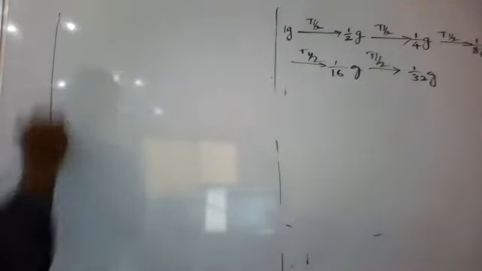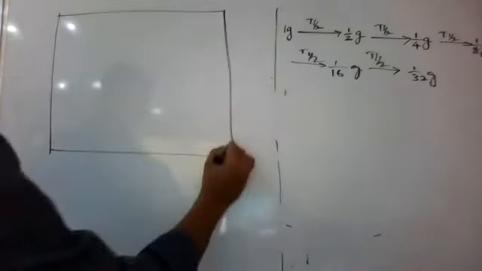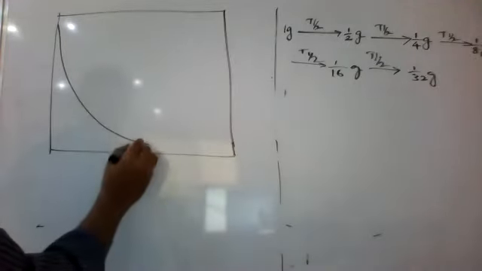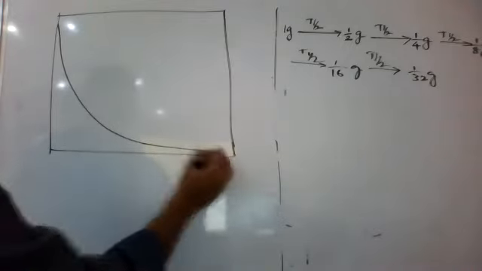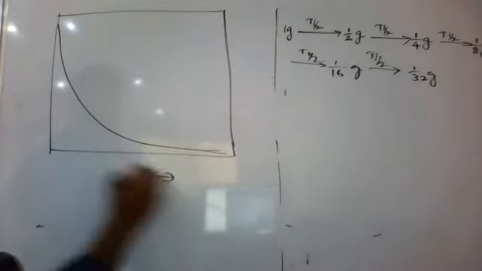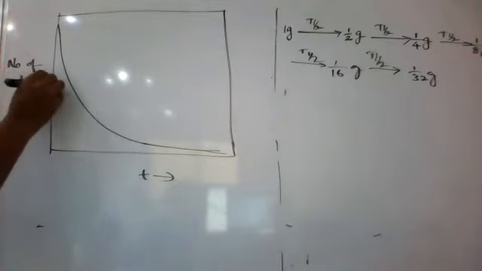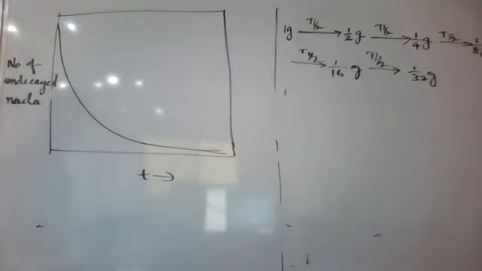Suppose there is a graph like this. This axis is the number of undecayed nuclei. Nuclei is the plural form of nucleus. Nucleons means protons and neutrons. This is about the nucleus. Instead of saying atoms, we are saying nuclei.